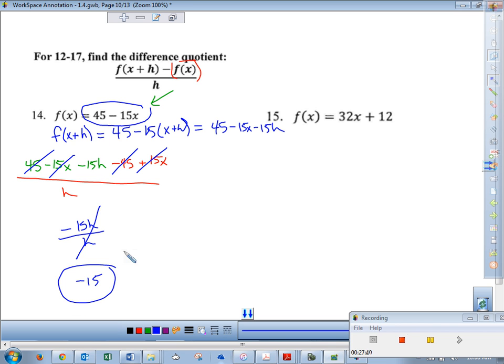So far, so good? Take a guess what we're going to get on 15 for an answer. Let's see how smart you are. What will our final answer be? 12 or 32? Which one do you think? Show me. Even though you may be able to figure it out when it's linear, show me the work. So go ahead and do 15 on your own.